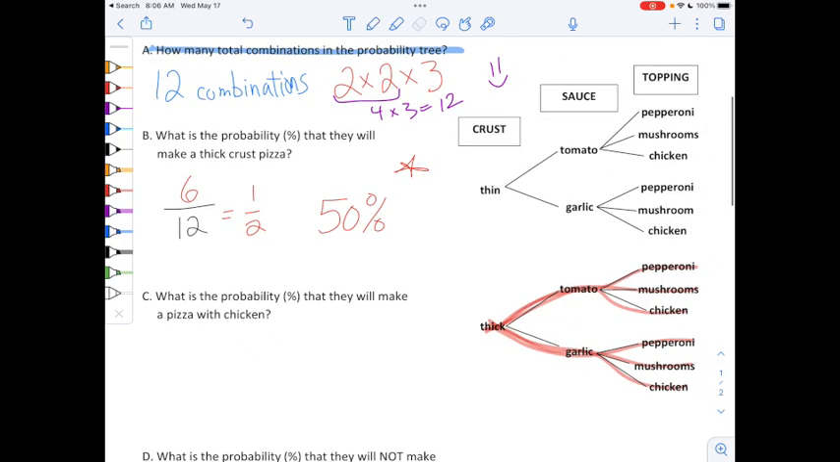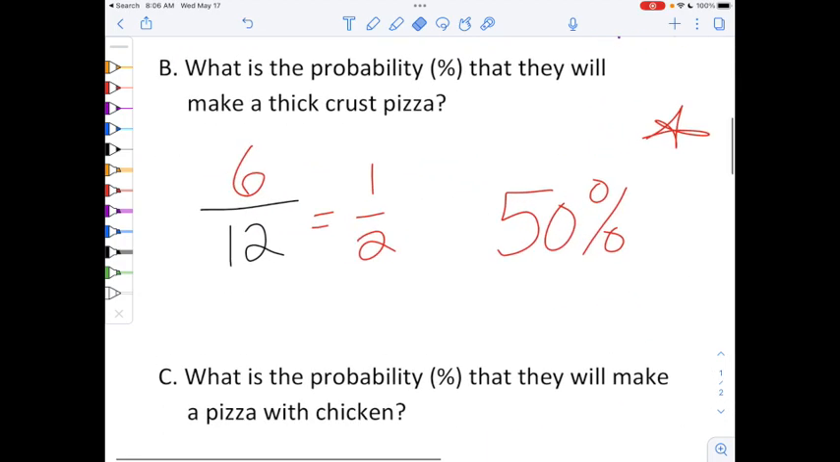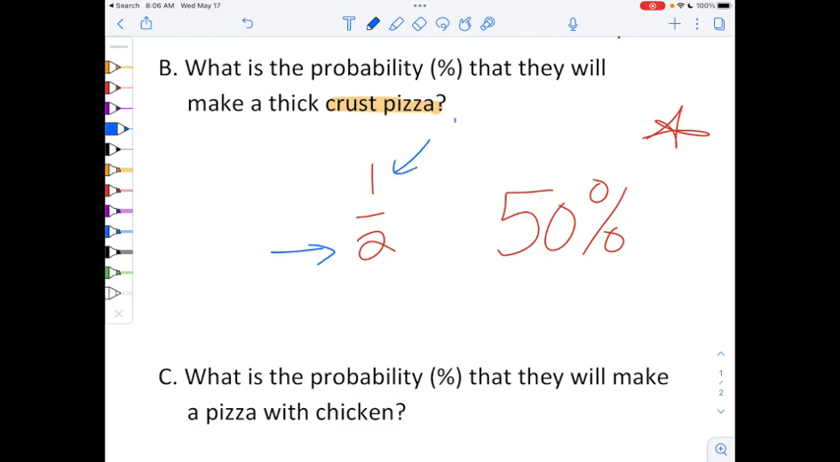Alternatively, you could have said, well, there are 2 crust options. And because this is only asking about the crust and not about anything else, then we could have just said there are 2 crust options and one of them is thick. It will still get you to that 50% number.